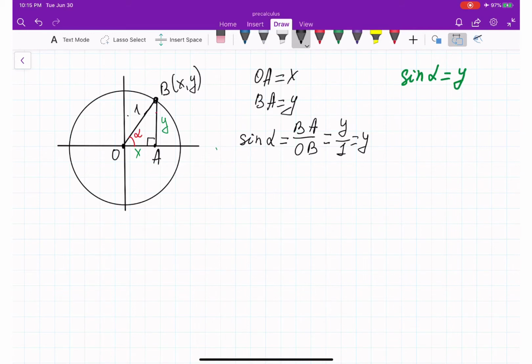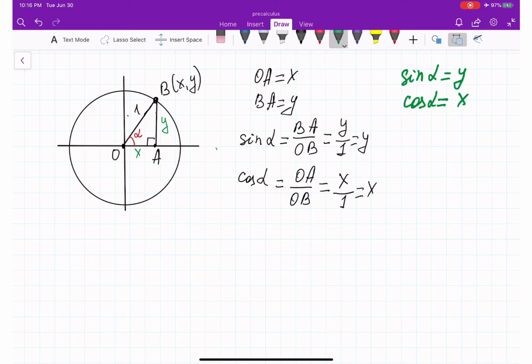Next, cosine alpha, by definition, is equal adjacent side OA over hypotenuse OB. OA is X and OB is 1. So we have here X. So we can say cosine alpha is equal X.